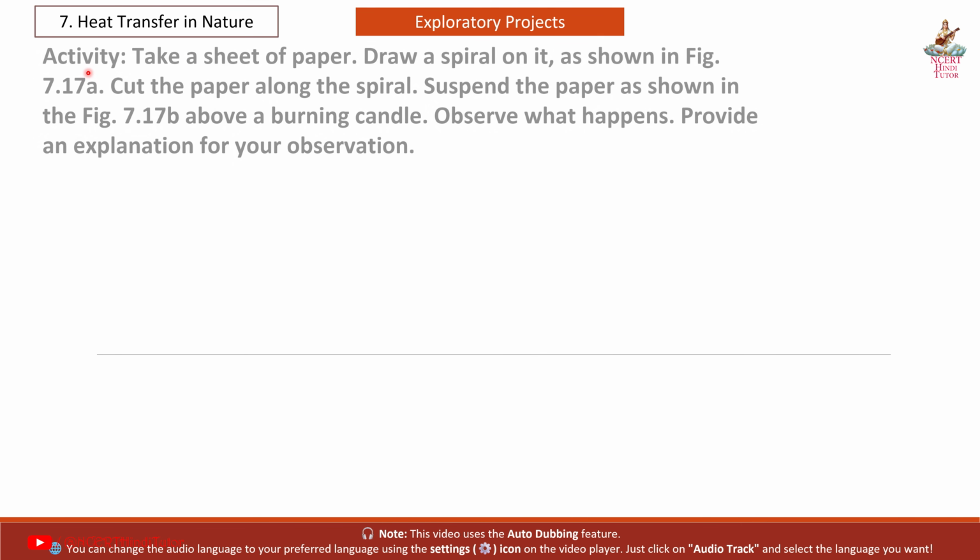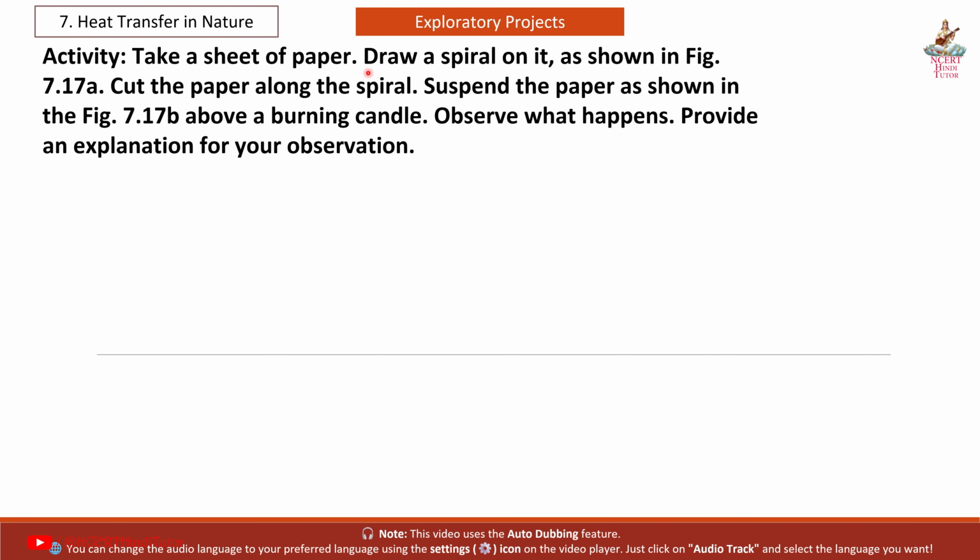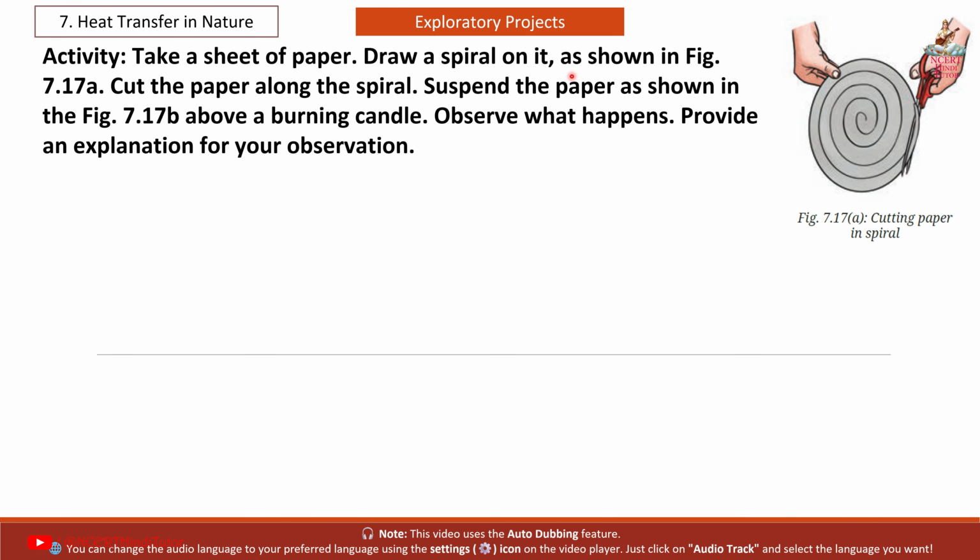Next activity, take a sheet of paper, draw a spiral on it as shown in figure 7.17a, this one. Cut the paper along the spiral, suspend the paper as shown in figure 7.17b, like this one, above a burning candle. Observe what happens, provide an explanation for your observation.